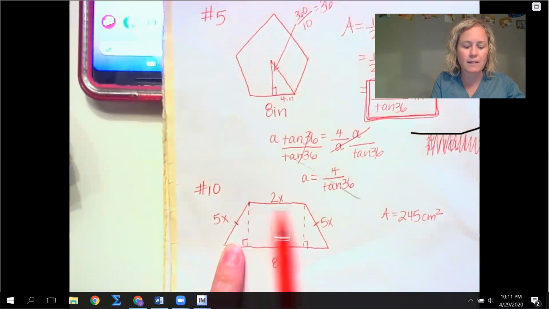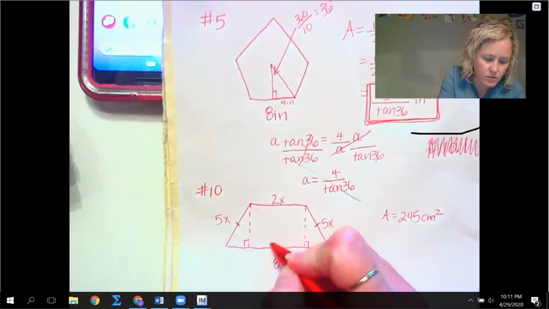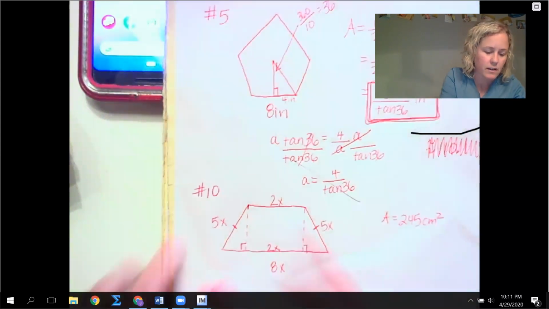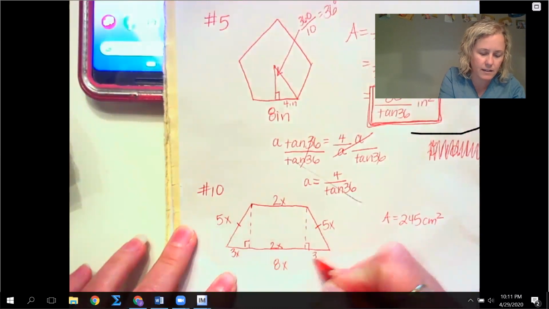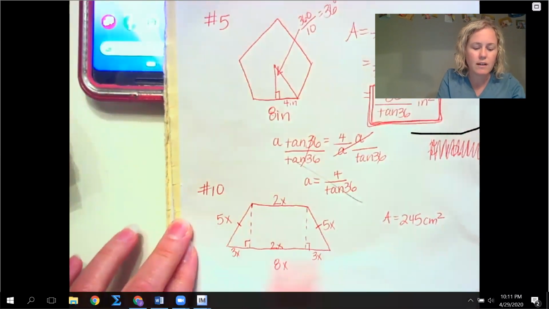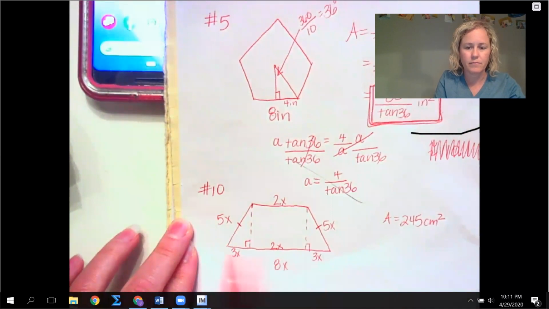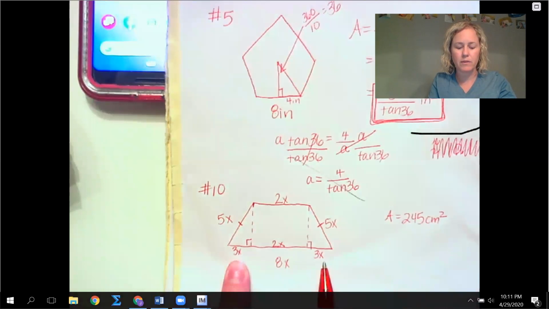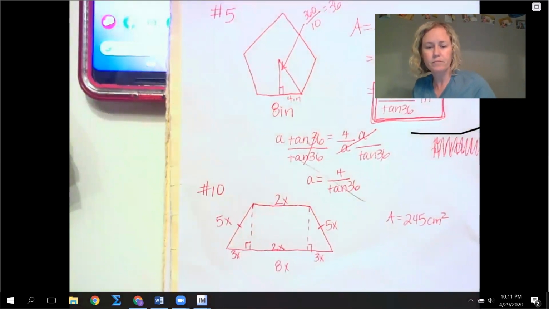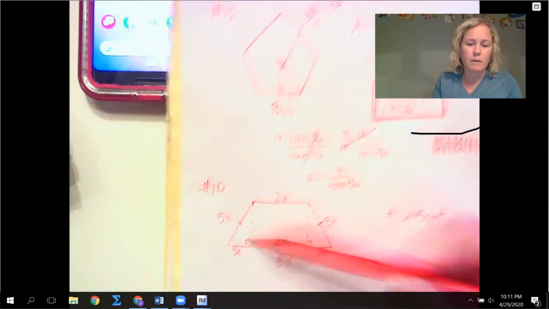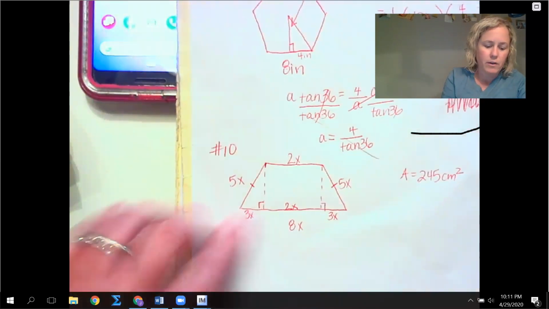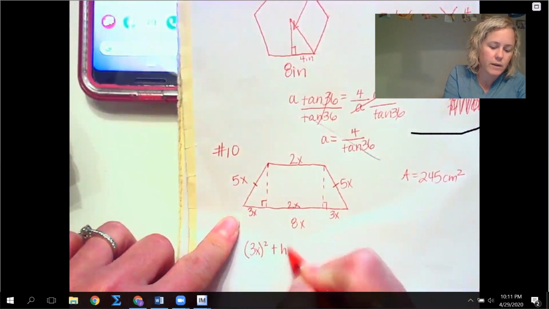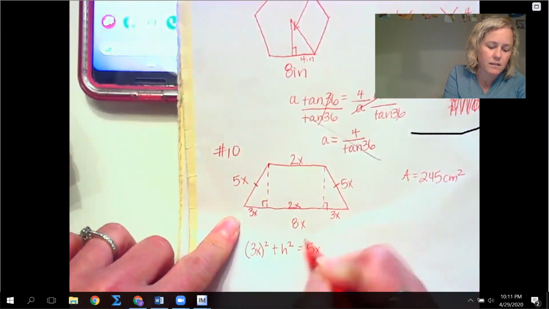If I have 2x up here, I have 2x down here. And then these are the same. So those are 3x and 3x for a total of 8x, okay? This has to be 2x, and then these have to be 3x for a total of 8x. Now I need to find my height. So I'm gonna do the Pythagorean theorem. So I'm gonna go (3x) squared plus h squared equals (5x) squared.